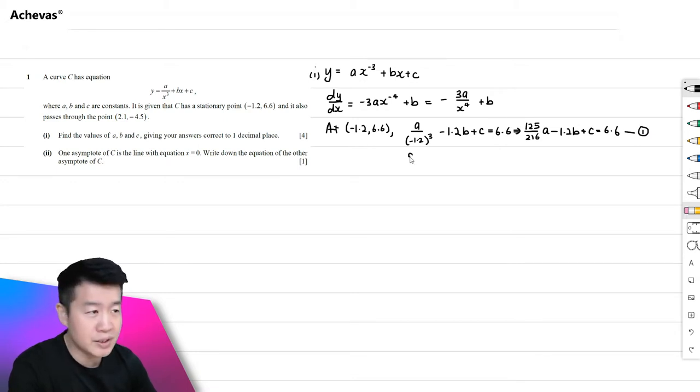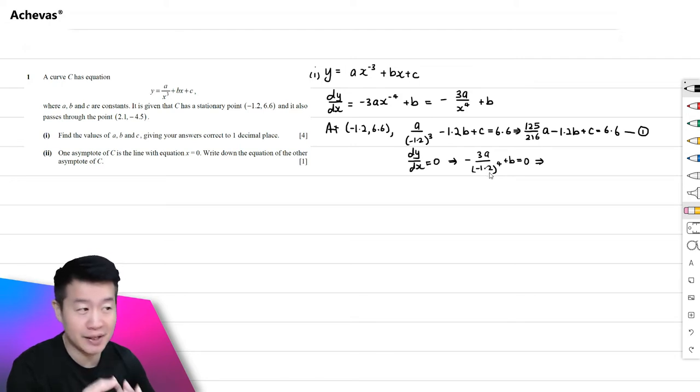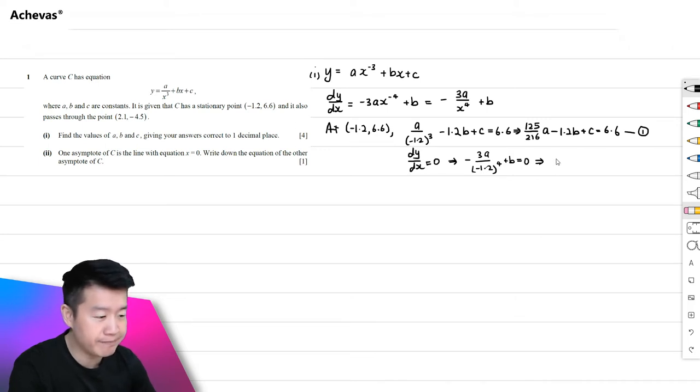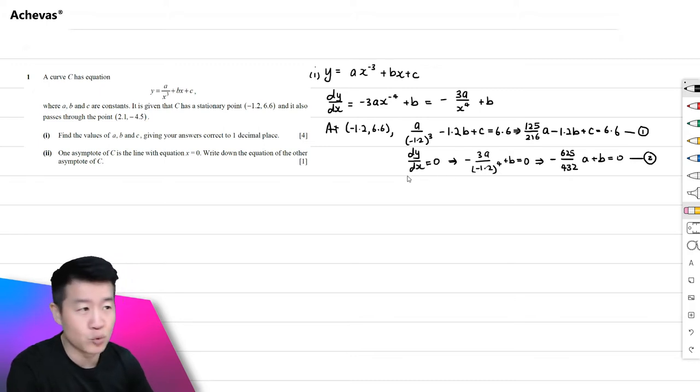And I know that at this point, dy/dx is equal to 0. So dy/dx is this. This tells me that minus 3a over negative 1.2 to the power of 4 plus b, this is equal to 0. Again, I can either give it in terms of decimal, I'll probably go for at least 5 significant figures, but I'm writing it as a fraction. So it's negative 625 over 432 a plus b, this is equal to 0. This forms for me equation number 2.